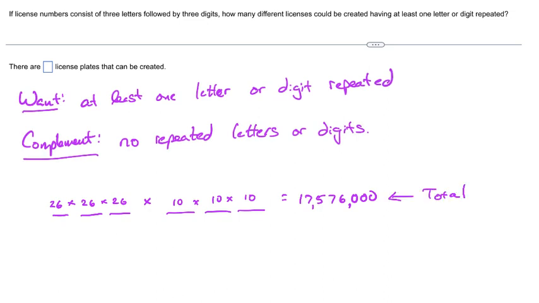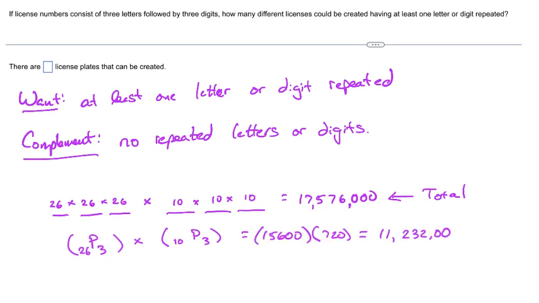Now, if we don't want to have any repeated digits, then because order will matter in this case, of our 26 letters, we want to order 3 of them. And likewise, if we want to have 3 digits that are not repeated, we have a total of 10 digits, and we want to order 3 of those. And so that gives us a total of 11,232,000 possible license plates with no repeated letters and digits.